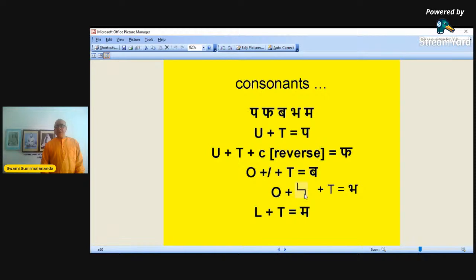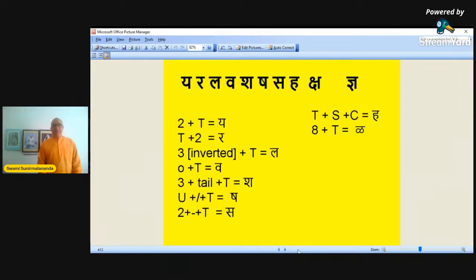Again write a 0, remember a chair again, then T. The 0 will be at the top, there will be a chair here, and then there is T. It becomes bha. Don't join together. If you join them, it becomes ma. So this chair will be separate, T will be separate, and there will be a tiny 0 here. Here L plus T becomes ma. So pa, pha, ba, bha, ma. These are the 25 consonants. You are already ready with them.